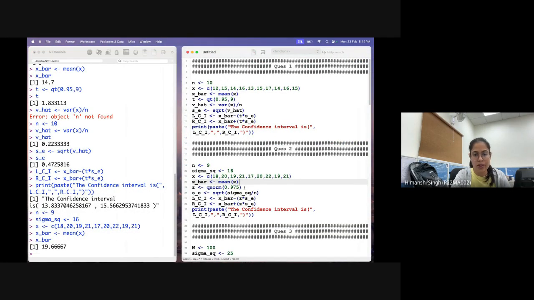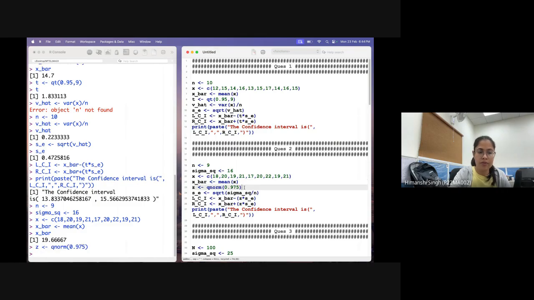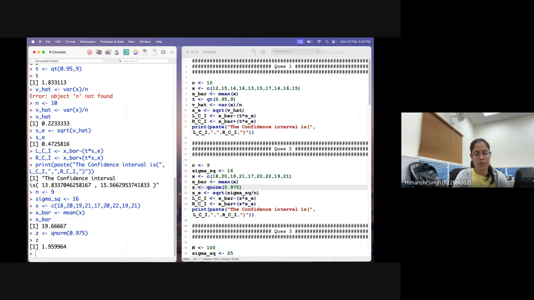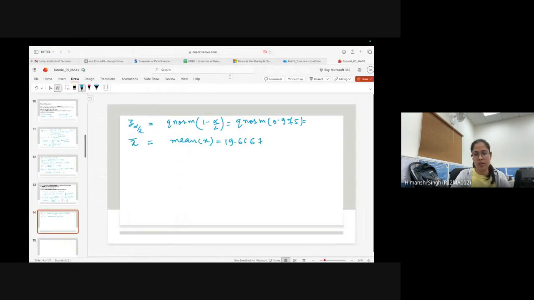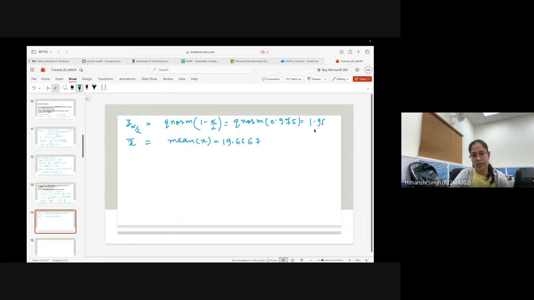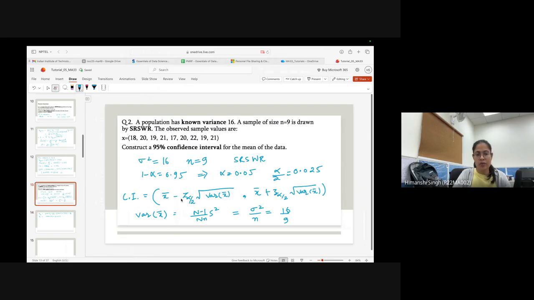Z alpha by 2 is qnorm 0.975. So what is z alpha by 2? It is 1.959, so we can write it as 1.96 here as an approximation. Fine, I know x bar, I know z alpha by 2. The variance of x bar is 16 by 9, and under root of 16 by 9 is 4 by 3. So we'll just place it here.